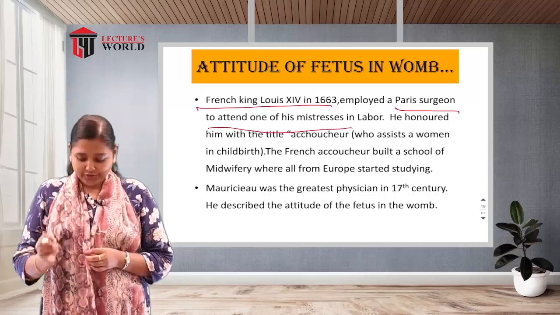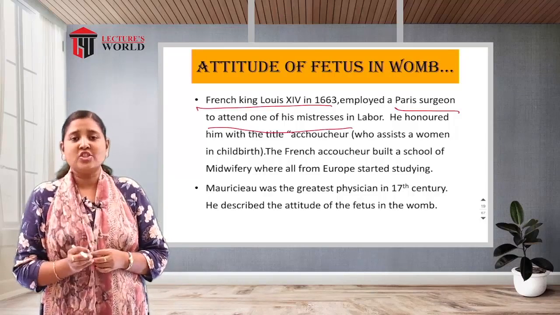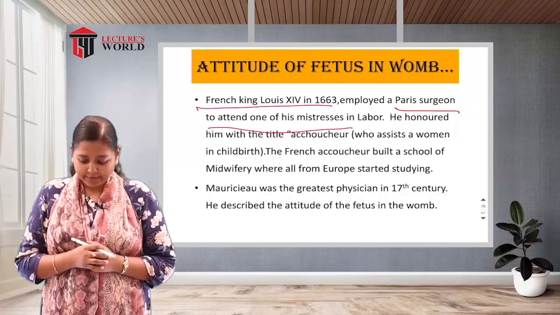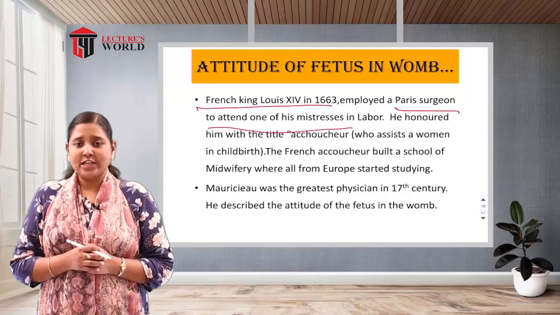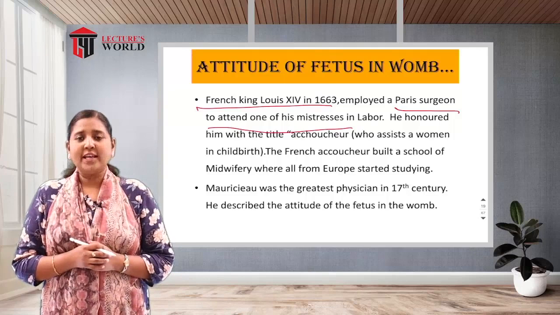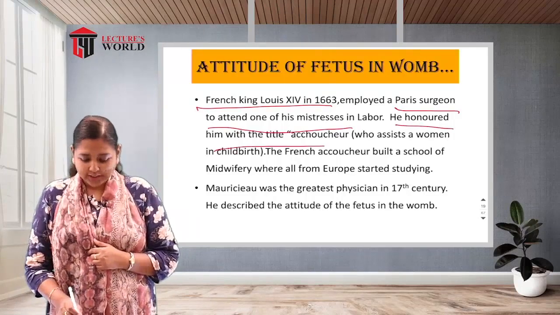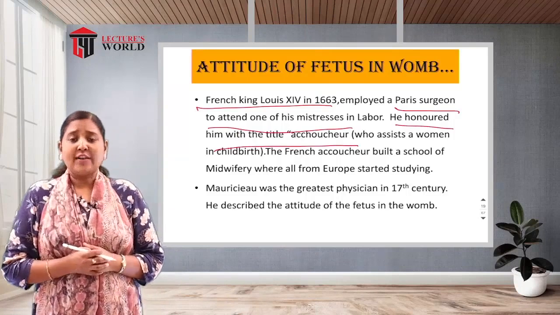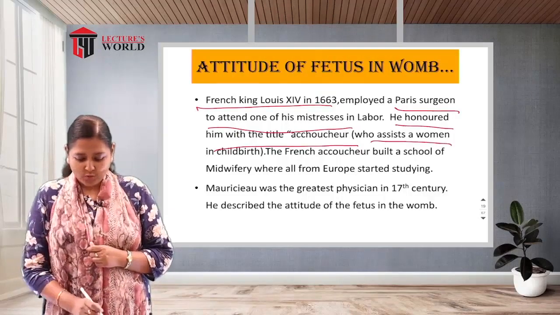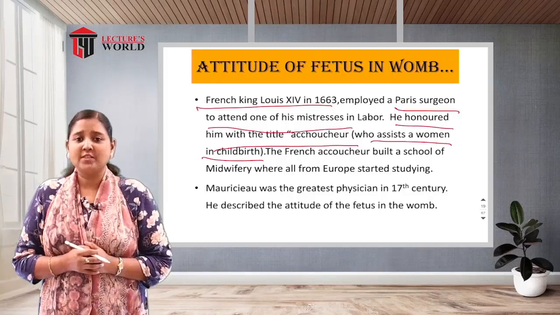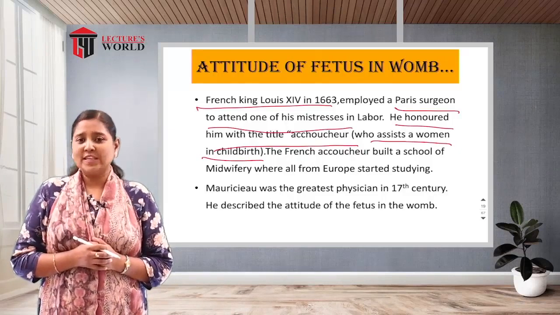He appointed a person, a surgeon from Paris, to take care of his mistress during labor. And that man delivered the baby properly, and the woman was saved, and so the king honored him with the title called accoucheur. Accoucheur means one who assists a woman in childbirth. Accoucheur is an honorable name given to a person who assists a woman giving childbirth.